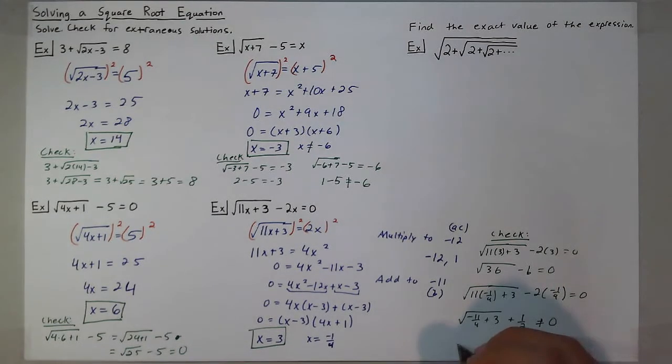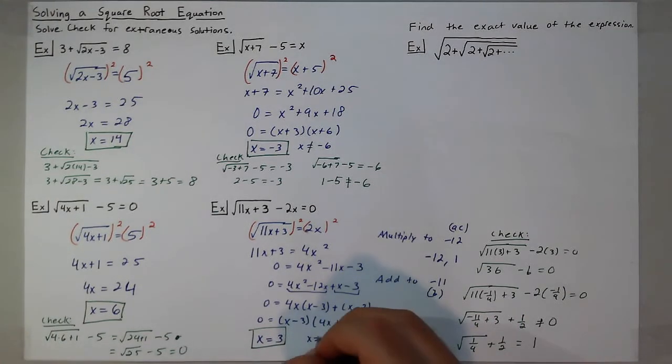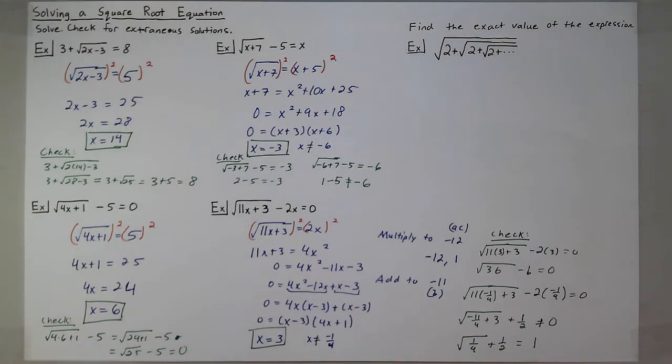So even if I finish going on and got square root of 1/4 plus 1/2, that would actually equal 1/2 plus a half, which is 1 and not 0. So negative 1/4 does not work as a solution. So I only get x equals 3 as a solution.